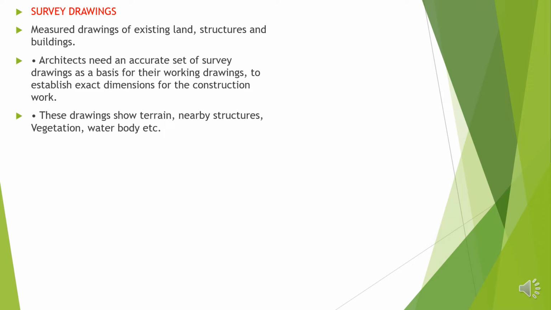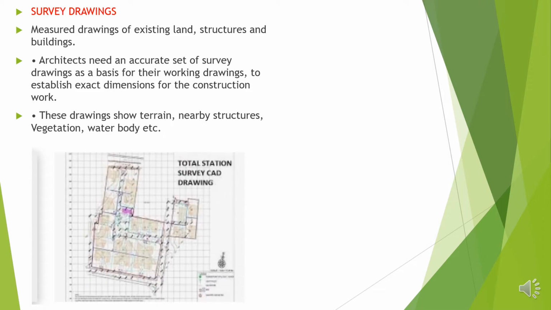These drawings always show how the plot looks like, what the plot undulations are, nearby structures, whether there are any trees inside, any well or anything. So accordingly the architect, considering all these factors, prepares the drawing and locates the building. See, this is the image of a survey drawing which I have shown you over here.